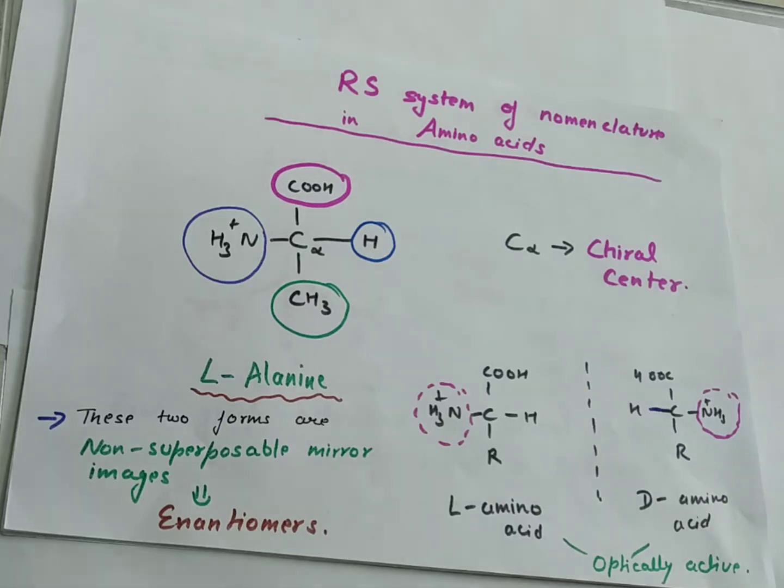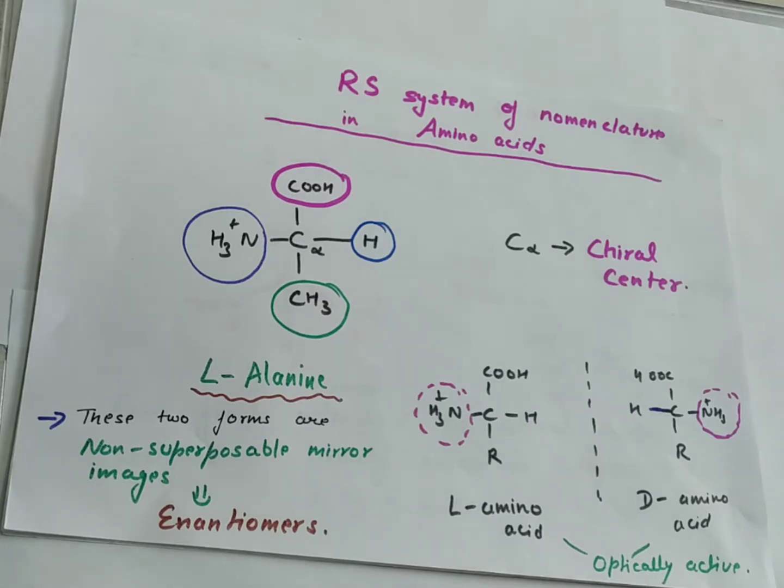Hello everyone. So today in this lecture we are going to discuss the second absolute configuration of amino acids, which is called the RS system. We have already discussed the DL system of nomenclature in our previous lecture. So today we are going to discuss the RS system. But before discussing the RS system, we'll take a quick brush up of the DL system.